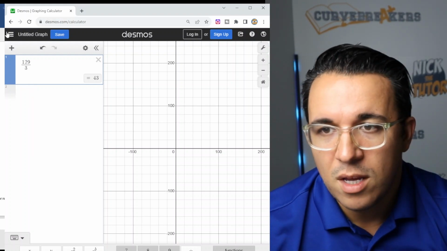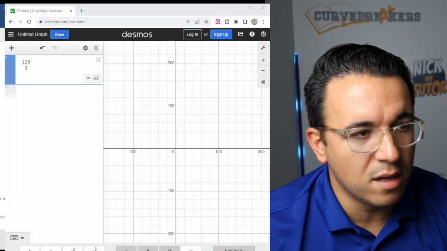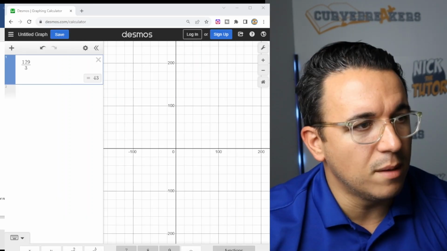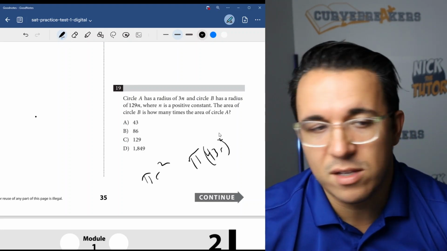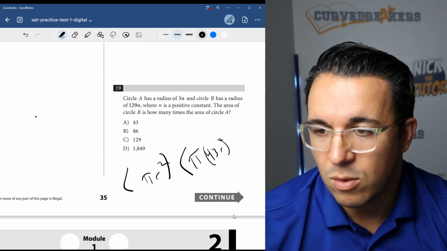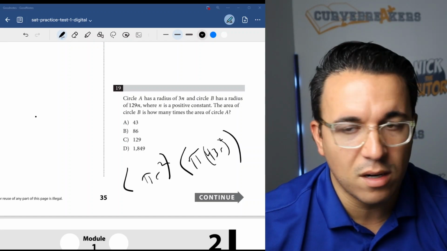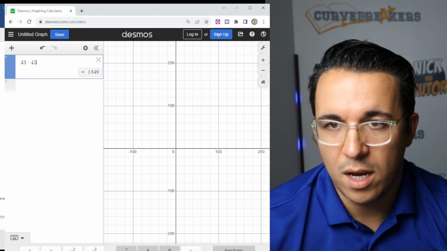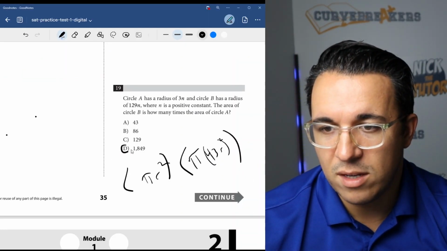Now remember, we're looking at area here. The formula for area is pi r squared. So if we have pi r squared and pi times 43r squared, in parentheses, right, because the radius is 43 times bigger, we can see the relationship between these two equations. So let's go back to the calculator and do 43 squared. 1849 is what I'm looking for, 1849. So D is going to be the correct answer.